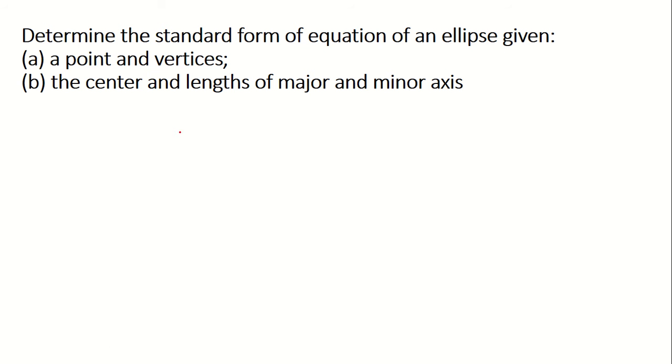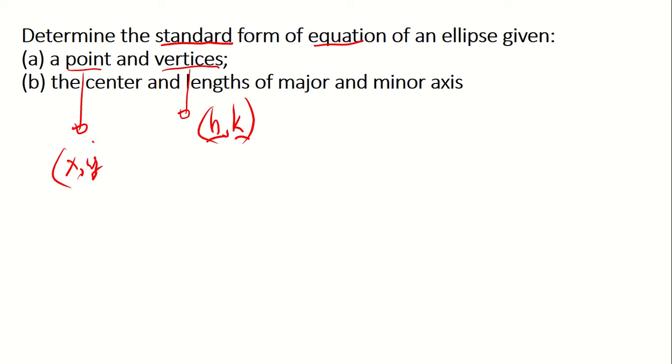So in last number 4, we're going to find the standard form of the equation of the ellipse given a point at saka ang vertex. So alam natin na ang vertex ay is equals to h over k. So meron na tayong value ng h, meron na tayong k. And then the point is of the form x and y.